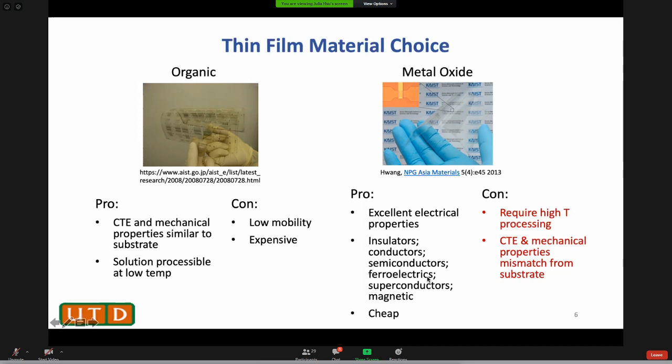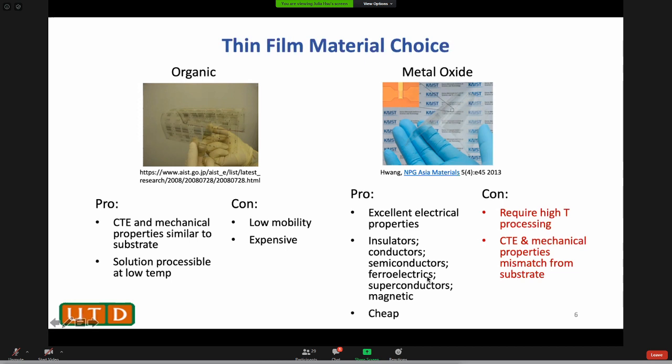The bad part about metal oxides is they require high temperature processing. If you do sol gels, you have to heat up to convert it to oxides. So the CTE and mechanical properties, oxides are brittle, so they are very different from the polymer substrate we want to use. Another issue with metal oxide is we have choices of vacuum deposit or solution deposit.